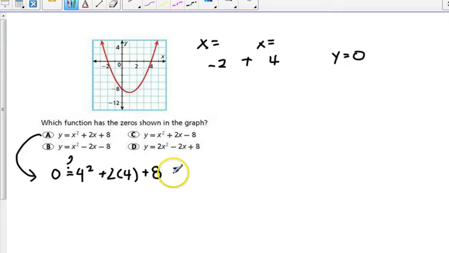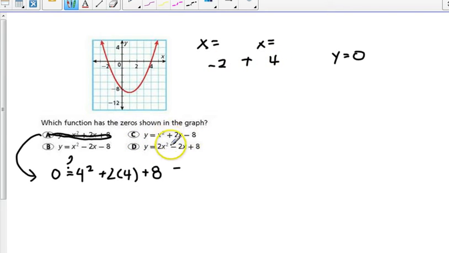And does that give me 0? Oh, that definitely doesn't give me 0. Now, I could plug in -2, but since 4 doesn't work, that would be really a waste of time because this one is clearly not going to be the answer. So then I would want to do that for B, for C, and for D, and I would need to check and make sure that both worked.